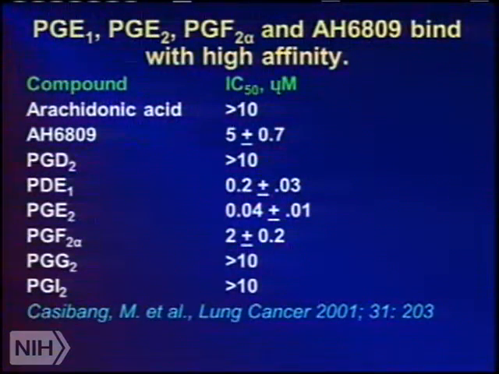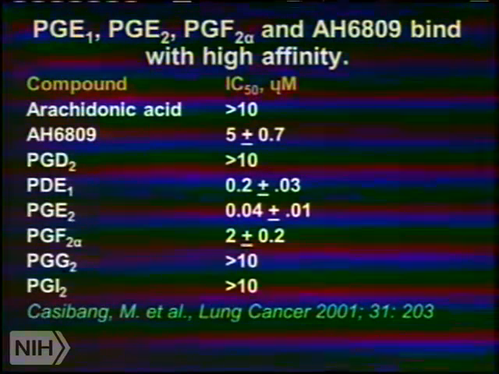And the PGE2 binds with high affinity then to the lung cancer cells because they have the EP2 receptor. And you can inhibit binding with PGE2. PGE1's pretty good as well. And PGF2 alpha inhibits binding a little bit, but PGG2, PGI2, PGD2 are pretty much ineffective.